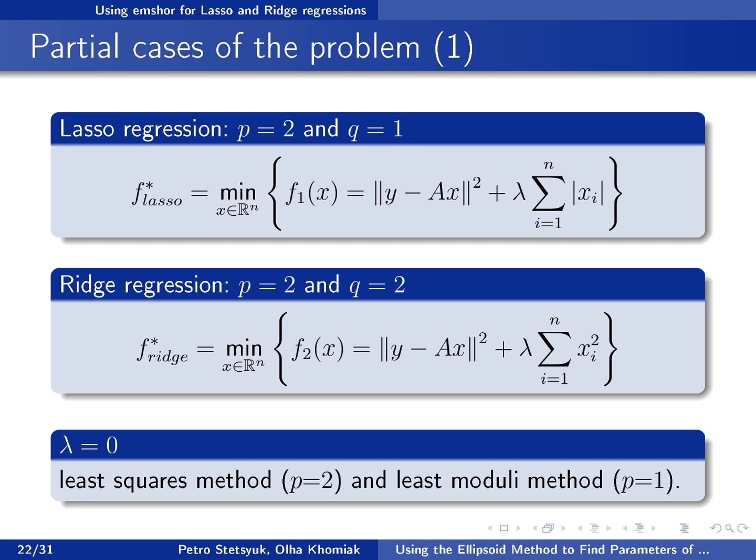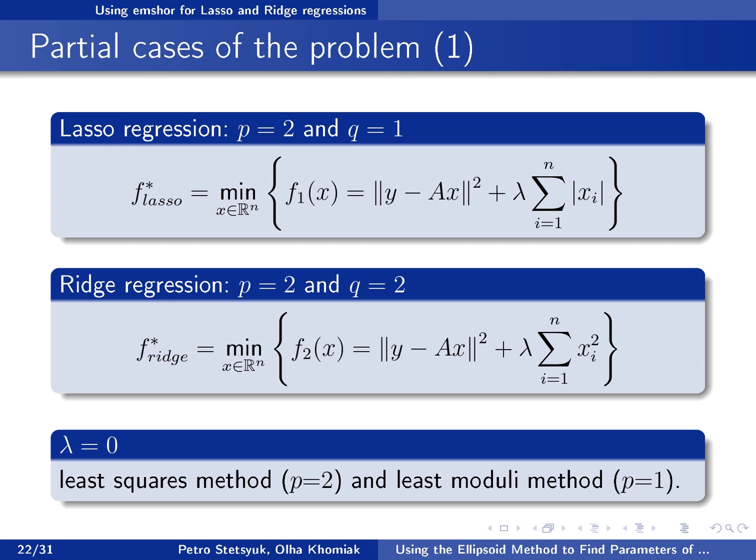Here it is denoted as the function f1. It is a sum of squares of deviations of components of the vector y from the predicted A times x, plus lambda on sum of the moduli of xi. Such a problem is known as a linear regression problem with L1 regularization, where lambda parameter is responsible for the regularization. This function is non-smooth.